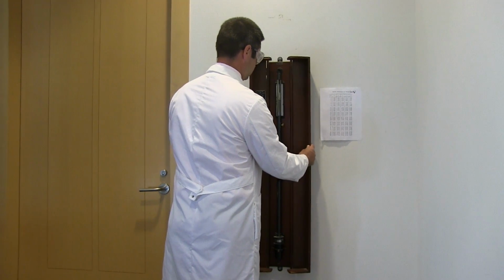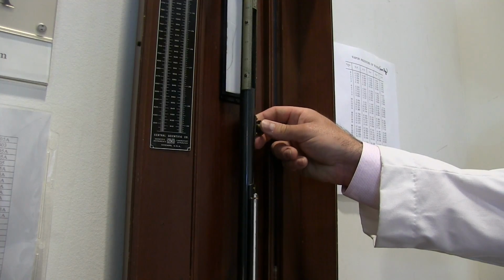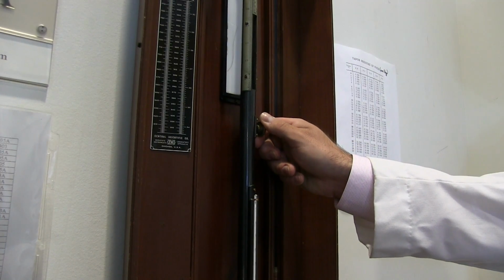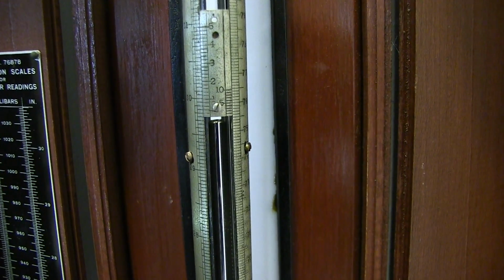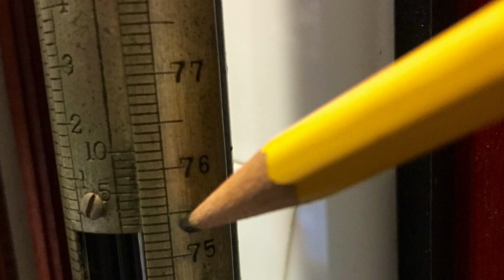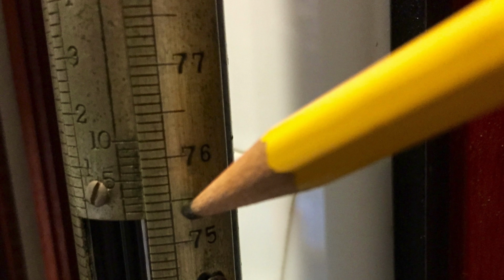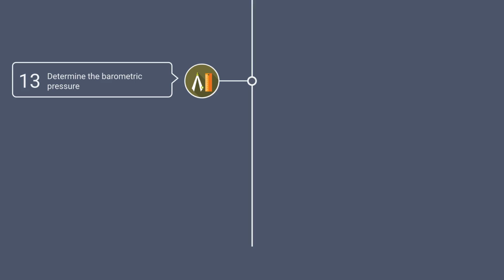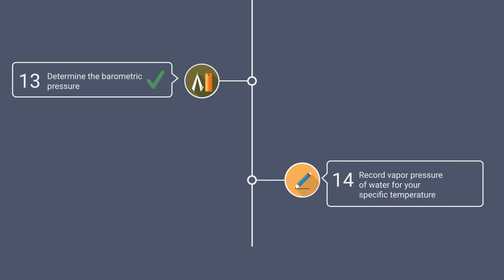and adjust the knob until the ruler lines up with the column. Then use the markings on the right to get your measurement. So here our reading is 75.4 centimeters of mercury. Remember that you still need to convert this measurement to millimeters of mercury. Lastly, use a table to determine the vapor pressure of water at our specific temperature.